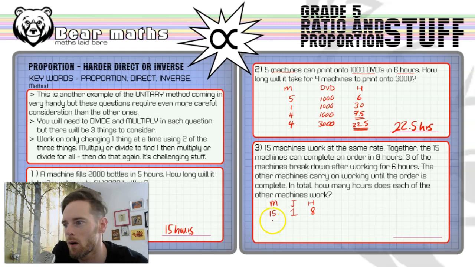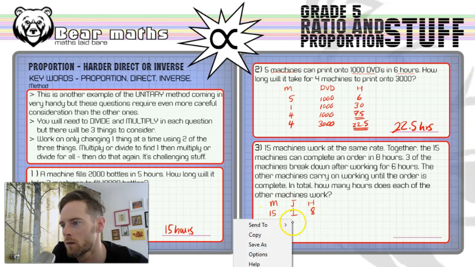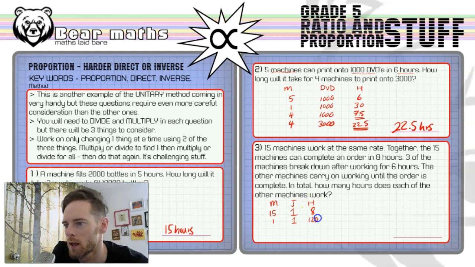Now, we need to work out how long it's going to take 1 machine to do the job. So 15 times 8, for 1 whole job. 15 times 8 is 120, I think. Yes, it's 120. So 120 hours is 1 machine.